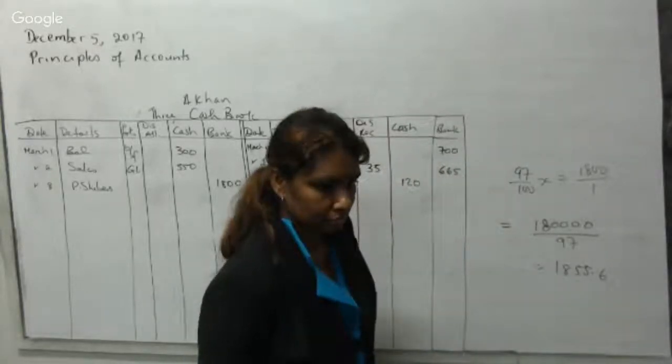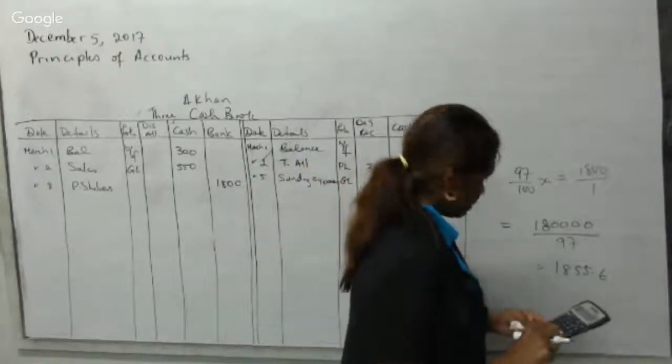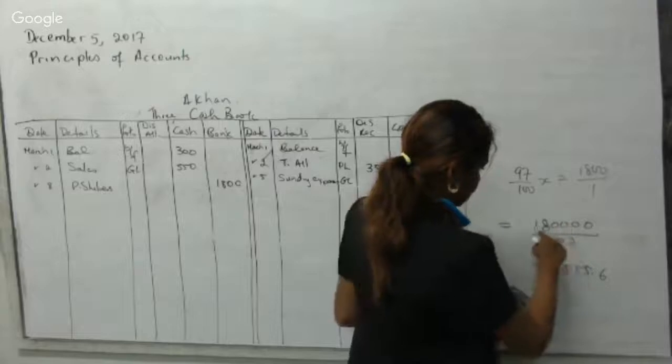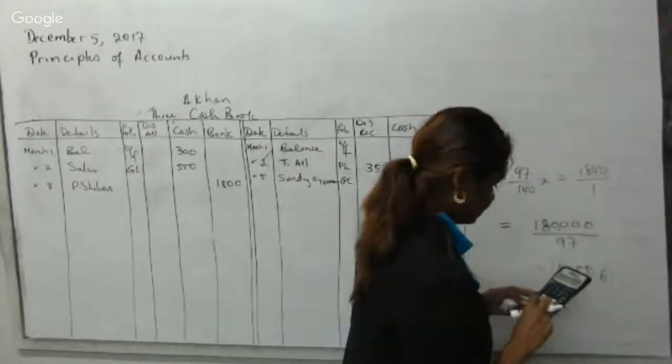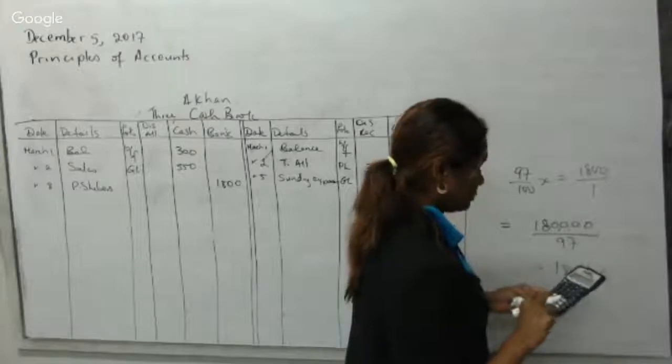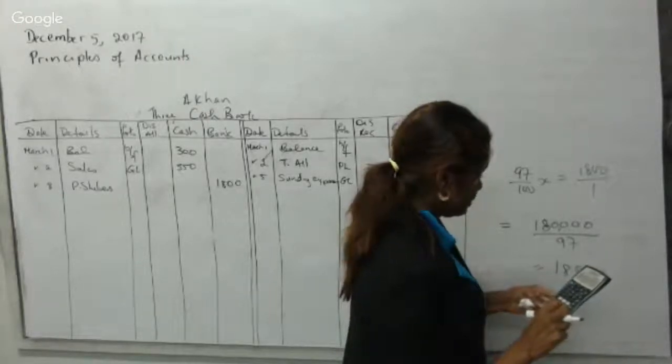1,746. I get 1,746. 1,800 divided by 97. How much is this? 180,000 divided by 97. Give you how much?